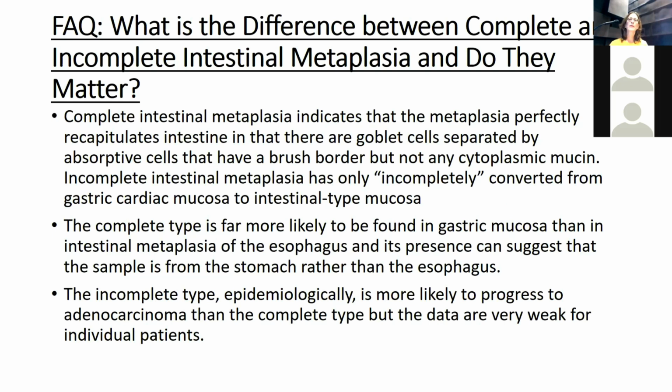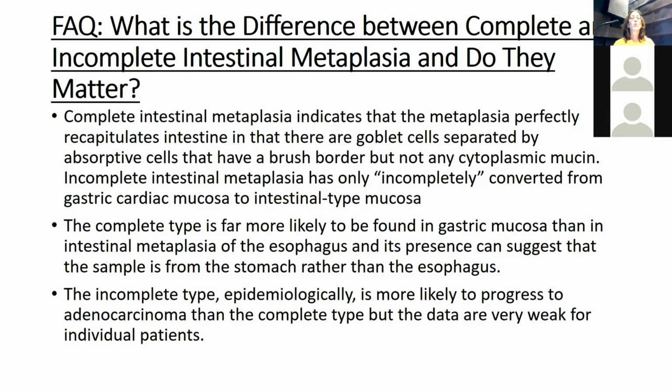Okay, now something that's been on gastroenterologists' lips lately is what is incomplete versus complete intestinal metaplasia, and do they matter? And unfortunately, our gastroenterology societies are starting to make a fuss about this. I personally think it's not that worthwhile in the US population, but it's becoming stylish. The main thing is that epidemiologically, the incomplete type, in other words, it can't make up its mind whether it wants to completely look like intestine or sort of half look like stomach, half look like intestine, is epidemiologically more likely to progress to cancer.